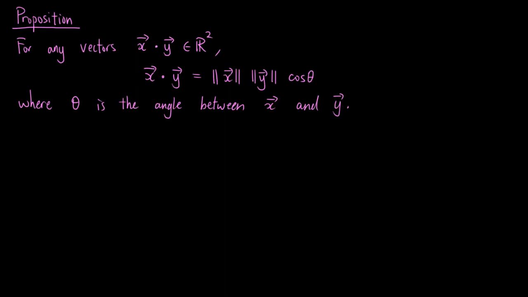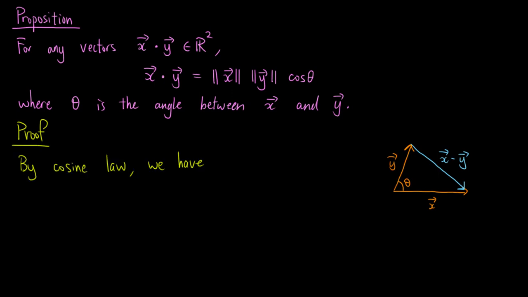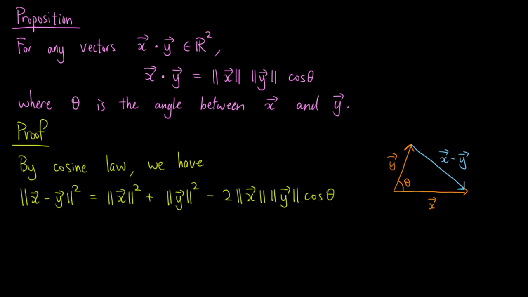Let's prove one more proposition, which gives a useful expression for the dot product. It states that for any vectors x and y, x dot y equals the length of x times the length of y times the cosine of theta, where theta is the angle between x and y. The proof of this result is based on a triangle where the three sides are formed by x, y, and x minus y, respectively. Applying the cosine law, we have that the length of x minus y squared equals the length of x squared plus the length of y squared minus 2 times the length of x times the length of y times the cosine of theta.